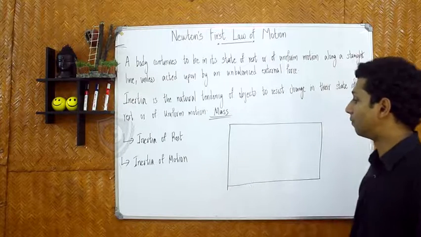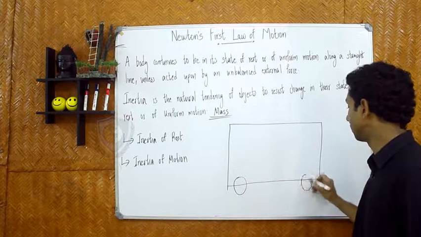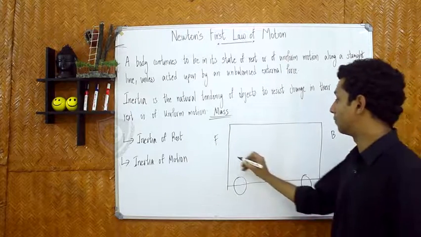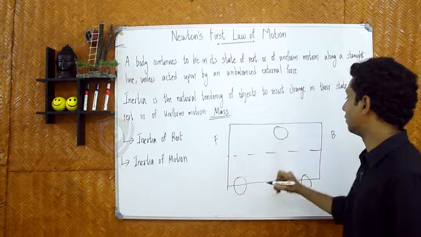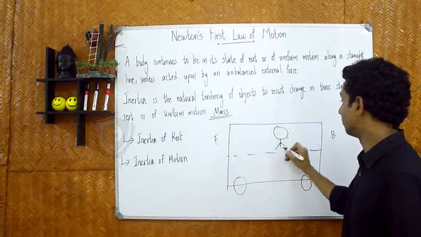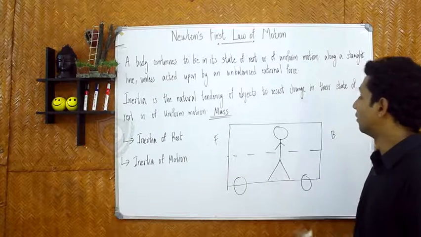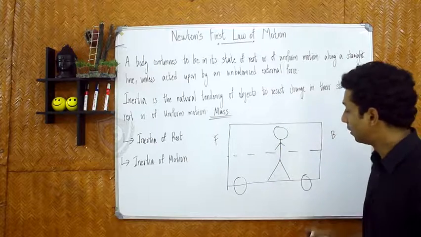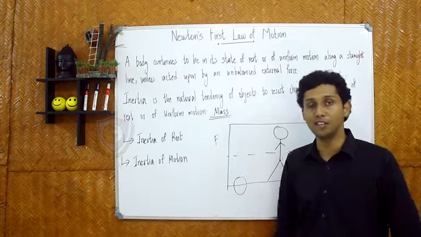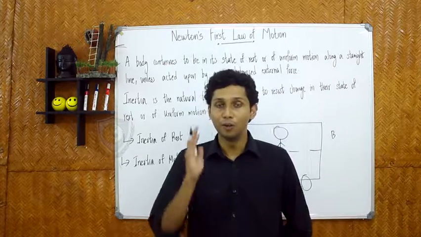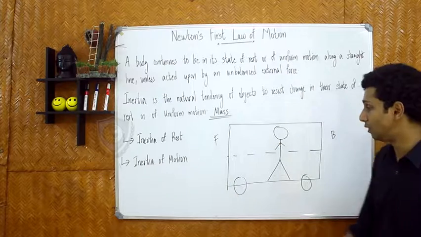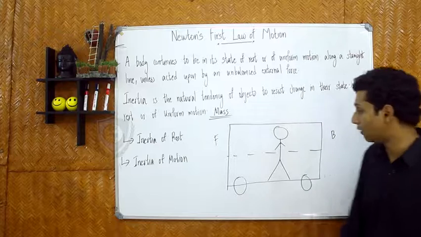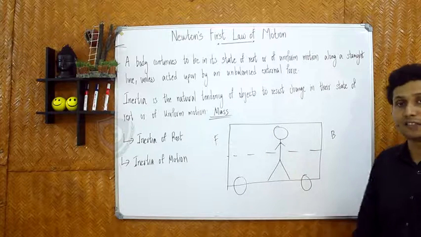Consider this is your bus. This is the front part and this is the back part of the bus. And this is your passenger. Now this bus was initially in the state of rest. We are discussing that case only. So when the bus was initially at rest, this passenger would also be at rest, because he is also not moving.